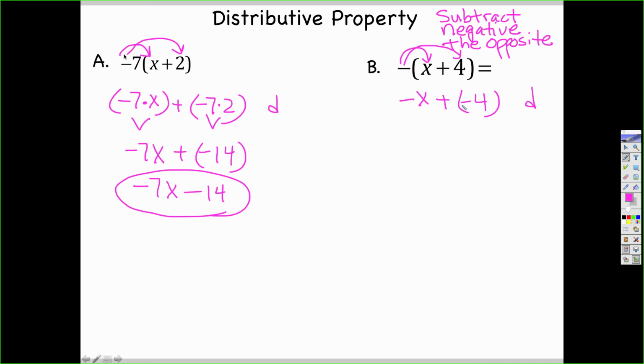And now I'm just going to put this in more professional simplified form. Here's my opposite of x. Whoops, that's not what I wanted. Here's my opposite of x, and the plus minus is going to turn back into a subtract. And here's my final answer.